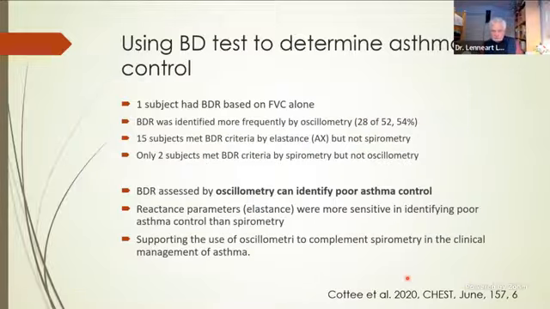And just to summarize the paper here in some text, only one subject had bronchodilation response based on FVC alone. Oscillometry identified almost twice as many as spirometry. Only 2 subjects were identified by spirometry and not oscillometry. So that gives you the idea how much better this was. And it's very clear that oscillometry can identify poor asthma control.